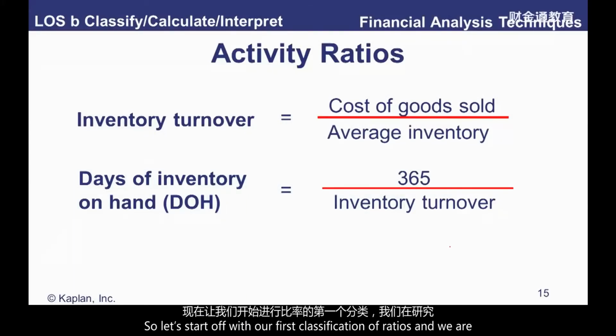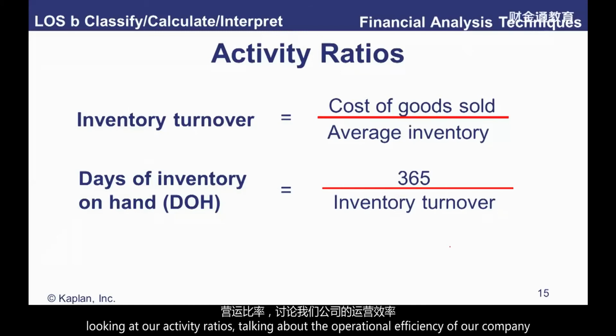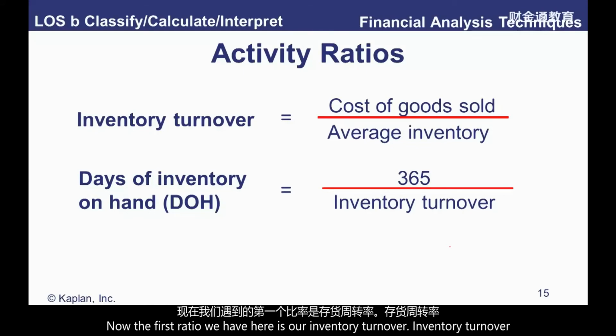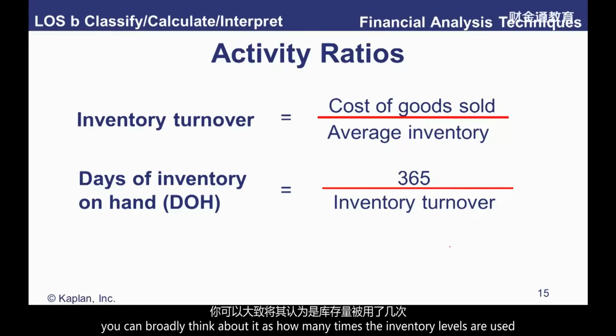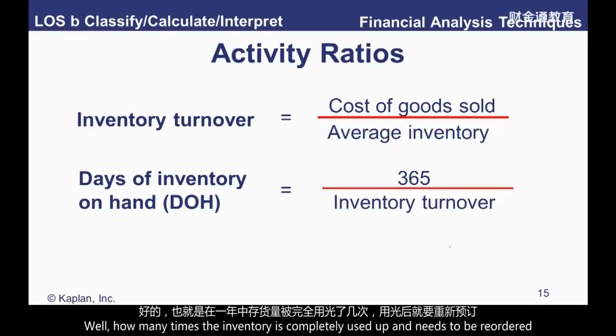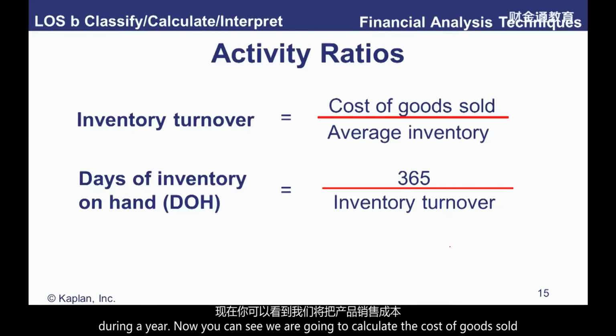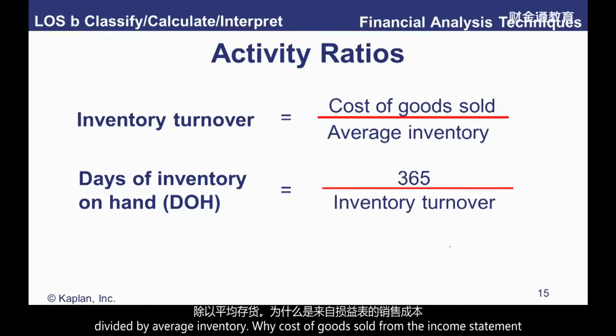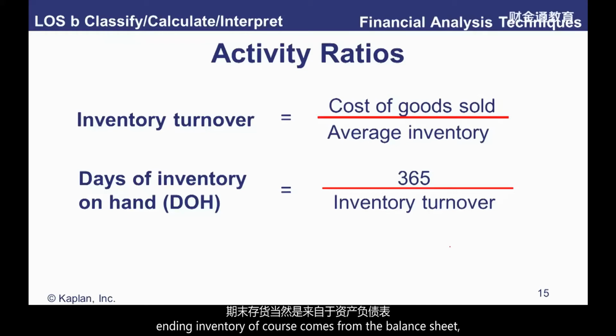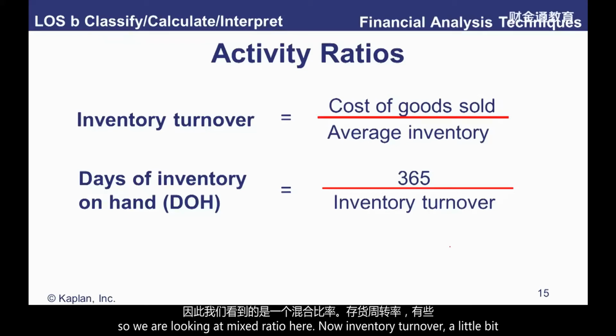So let's start off with our first classification of ratios, and we're looking at our activity-based ratios, talking about the operational efficiency of our company. Now the first ratio we have here is our inventory turnover. Inventory turnover, you can broadly think about it as how many times the inventory levels are used, or how many times the inventory is completely used up and needs to be reordered during a year. Now you can see we're going to calculate it as cost of goods sold divided by average inventory. Why? Cost of goods sold from the income statement, ending inventory of course comes from the balance sheet, so we're looking at a mixed ratio here.